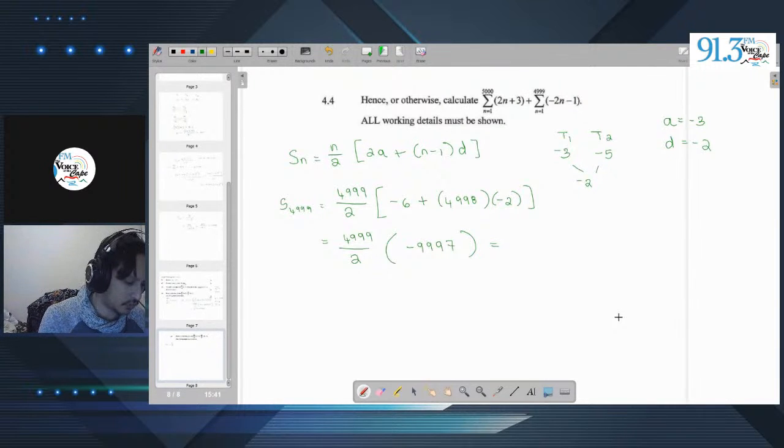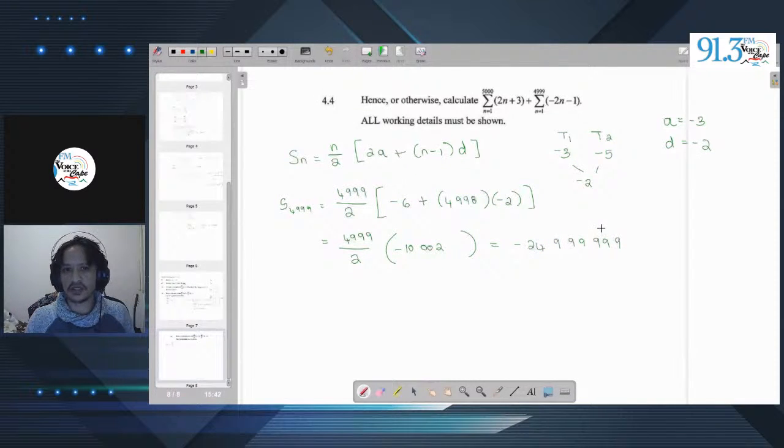4,998 times -2 is that, plus -6. Oh, sorry, it's 10,002. That's where my error is. Always double check, especially when you have so much to calculate. I know it's easy to just input everything into the calculator, and then there we go. But sometimes it doesn't always work out. So we get 9,999. The question asks us to add these two things together.